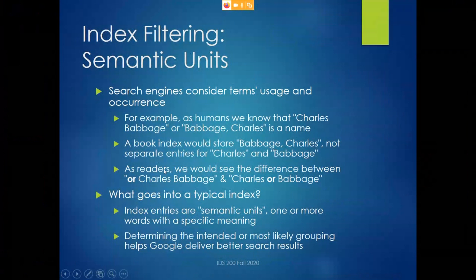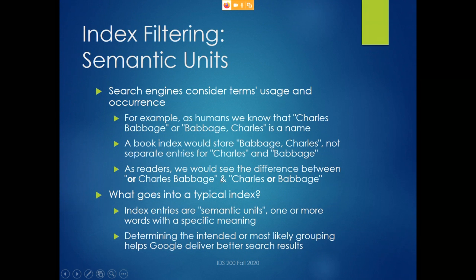Now, search engines certainly consider how terms are used, how often they occur, and the ways in which they appear. For example, as humans, we know if Charles Babbage refers to a human, then Babbage, Charles is also going to be a name, with the conventional English language, last name first, comma, then first name. Now, a book index would typically store Babbage, Charles, not separate entries for Charles and Babbage, because these books are designed to be used by humans, so it puts the information in a way that humans understand. The reason, of course, is that in most cases there are likely to be many more Charleses than there are Babbages, so it lists the humans by last name first.